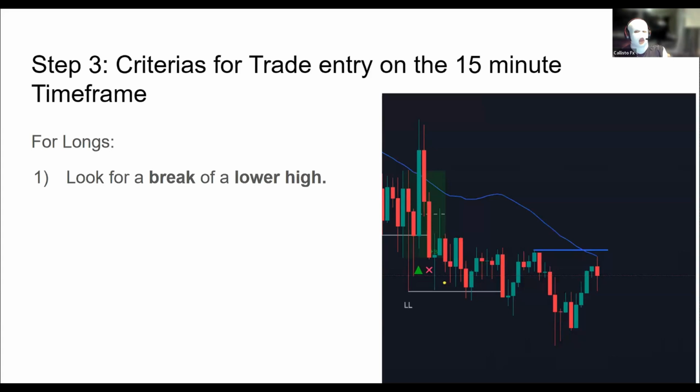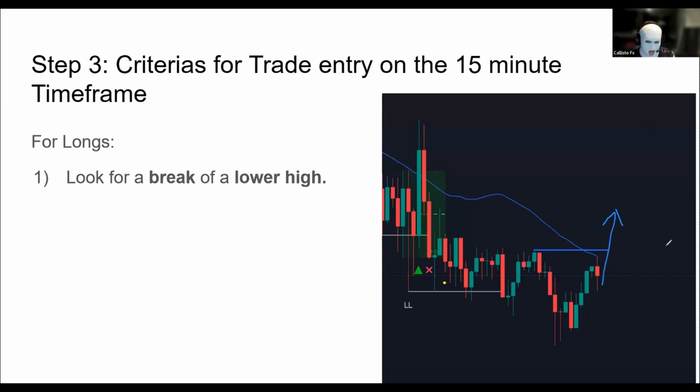So as per normal, all trading strategies have a buy setup and a sell setup. I'll be going through the buy setup first. Number 1, what you need to look for is a break of a lower high. You can see on the screenshot on the right, price needs to break above like this. Let me just draw. Price needs to break above like this.